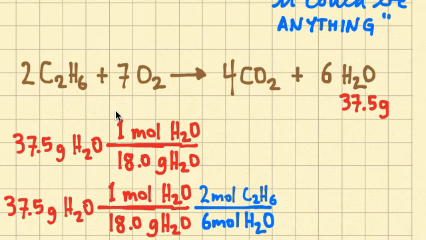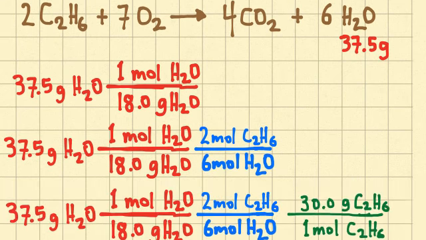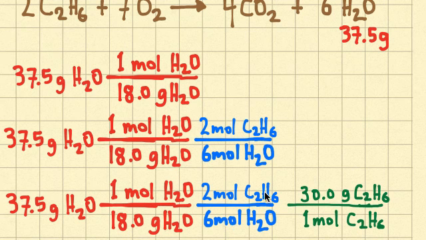I mean, you could do it directly, but trickery. Anyways, 6 moles of water come from 2 moles of C2H6. 6 moles of water, 2 moles. And so the moles of water cancel. And the last step is to convert moles of C2H6 into grams of C2H6.